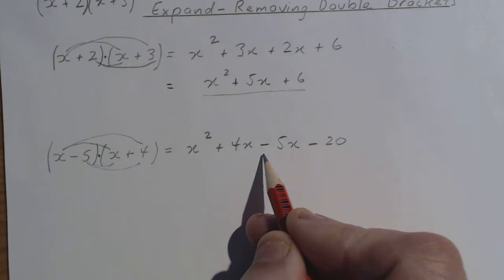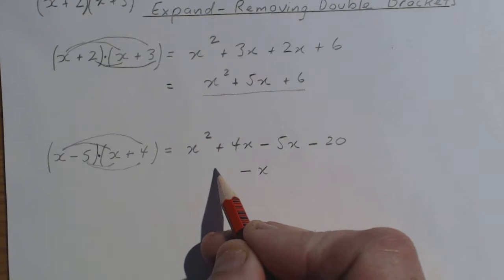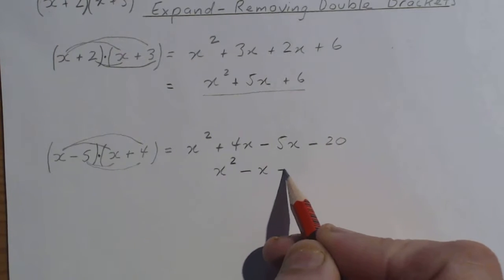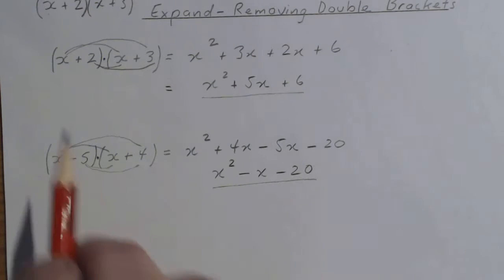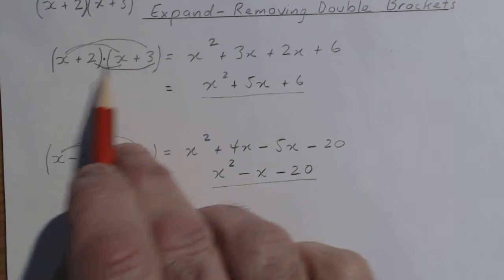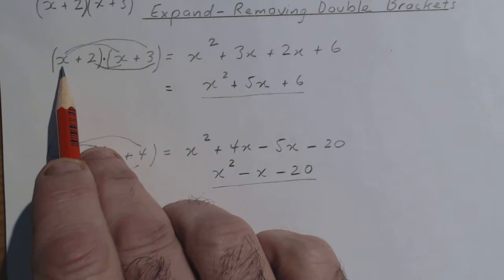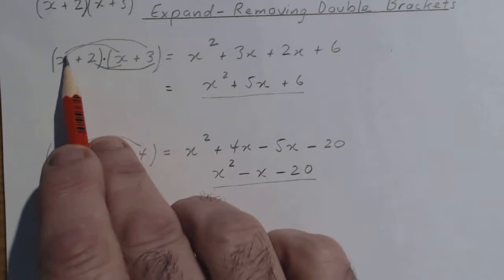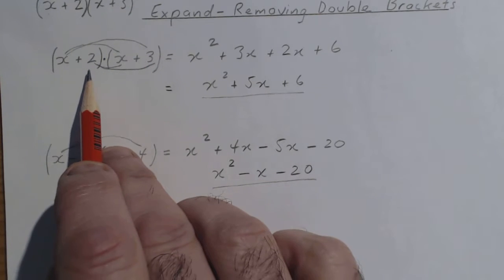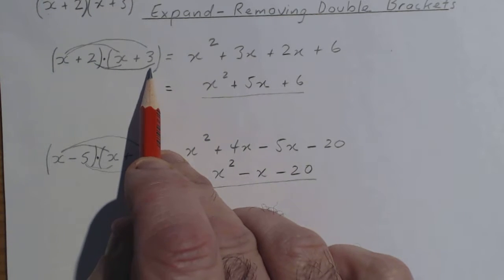Now we've got plus 4x minus 5x gives minus x. We have x squared on its own there. And we have minus 20 on its own there. And that's our final result. Now you can see the pattern, what we do when we expand, when we have two sets of brackets. We take the first term in the first bracket and multiply it by both terms in the second bracket. Then we take the second term in the first bracket and multiply it by both terms in the second bracket.